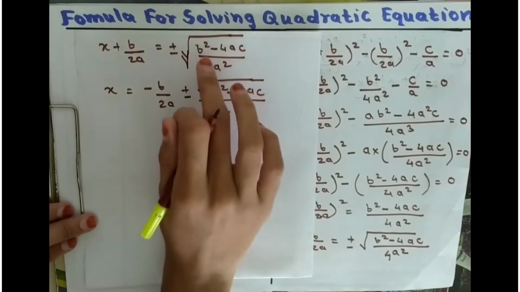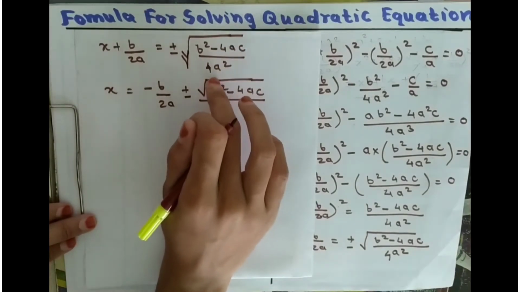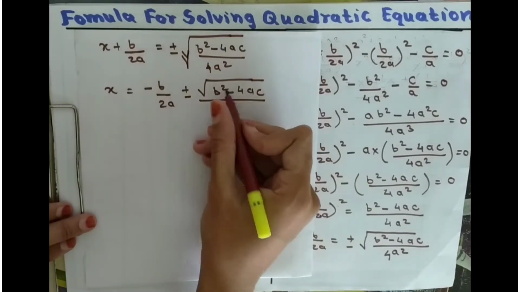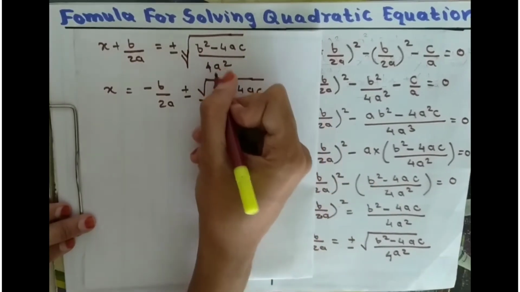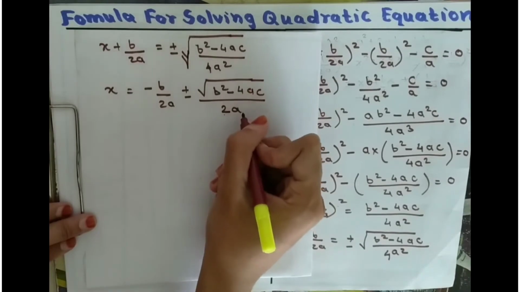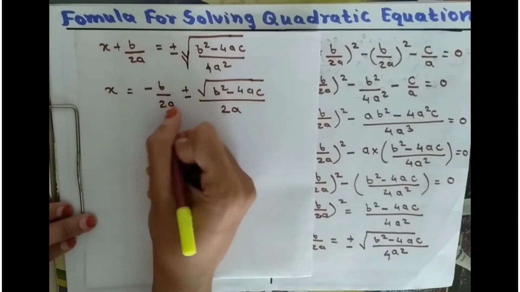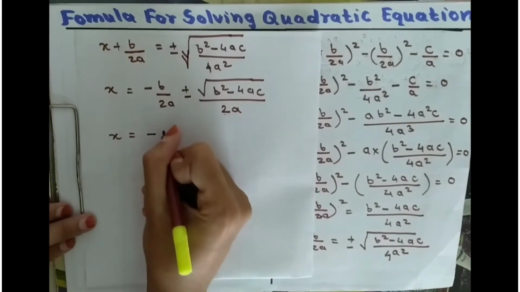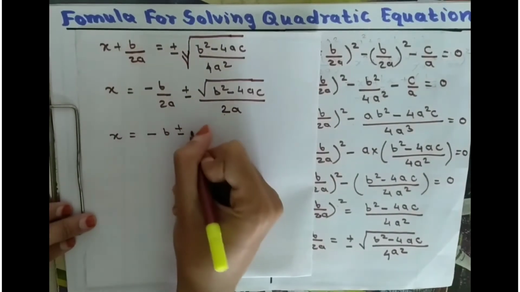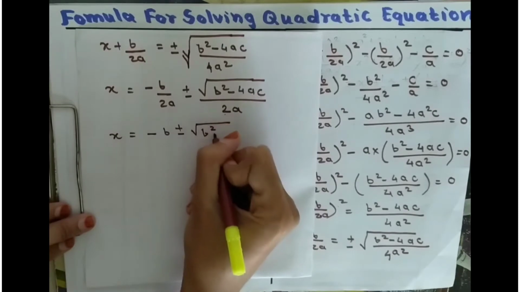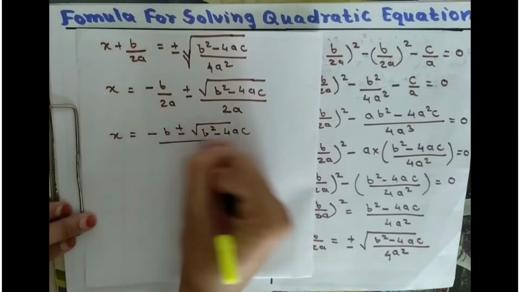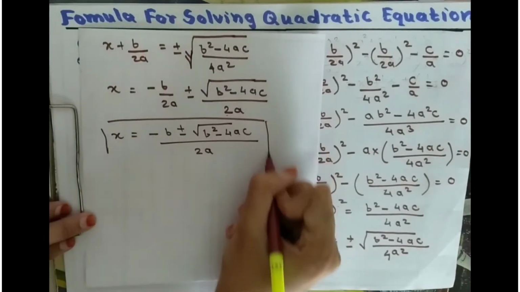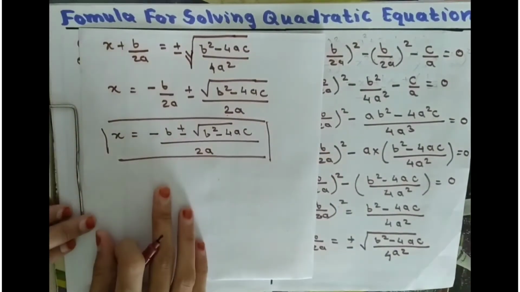So under root b square minus 4ac upon 4a square, that root of 4a square becomes 2a. Root 4 is 2 and root a square is a. So here is 2a, here is 2a. So we write x is equal to minus b plus or minus root b square minus 4ac upon 2a. So this is the formula for solving the quadratic equation.